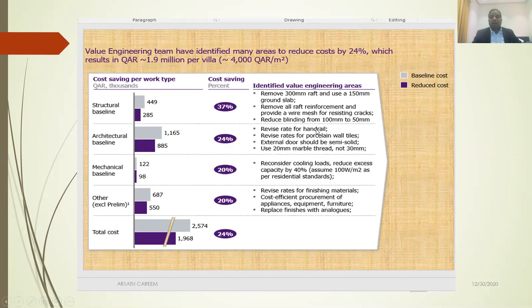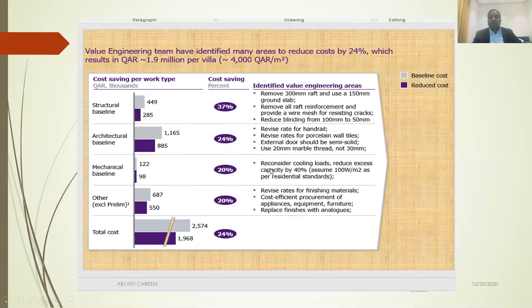Architectural: revise the rate for handrail, and we change the material specification. Also revise the rate for ceiling and wall tiles, and we change the floor tiles specification. Also, we change the external door to semi-solid. Before it was a solid door, now we change it to semi-solid, still within the required quality and function. That is the definition of value engineering: required function, required quality, least cost.